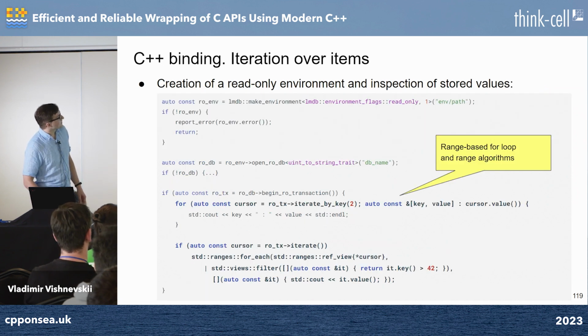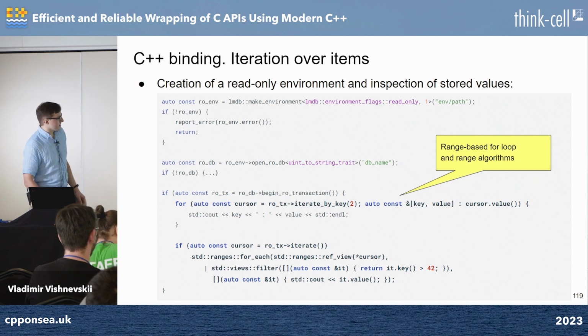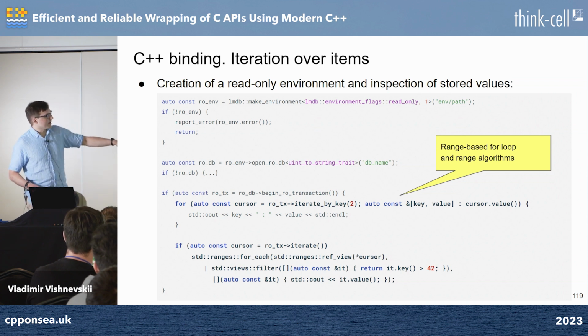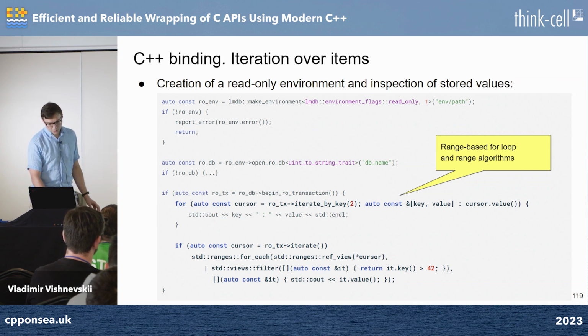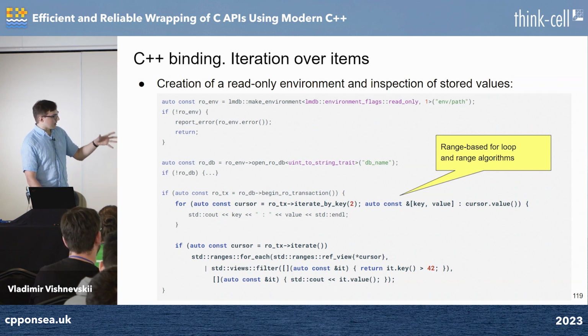Okay, so now a bit about the inspection of the values and traversal of the database. We here have our iterate by key function that belongs to transaction. We call it and then we use the range-based for loop generally, and also we have some algorithms that are compatible. So we have the ranges algorithms that we run on the values that are in the database. So to implement this, we generally speaking need to implement iteration.